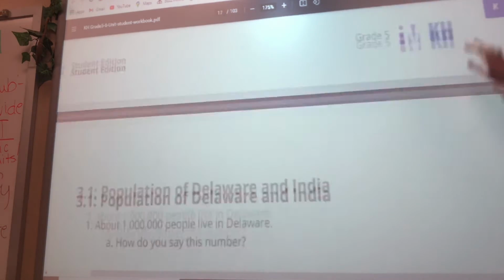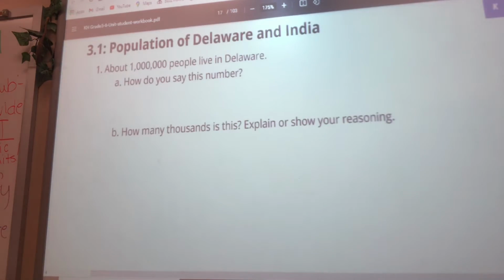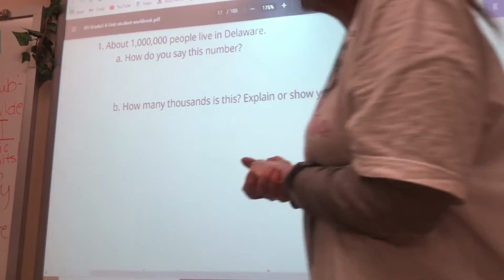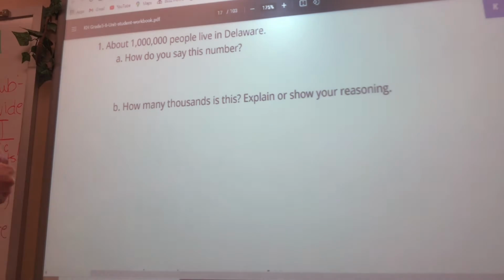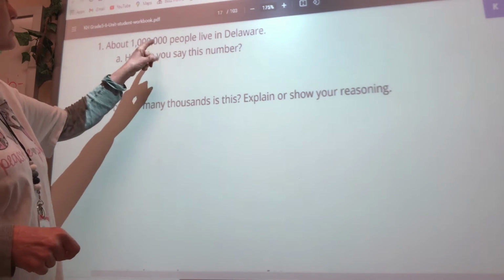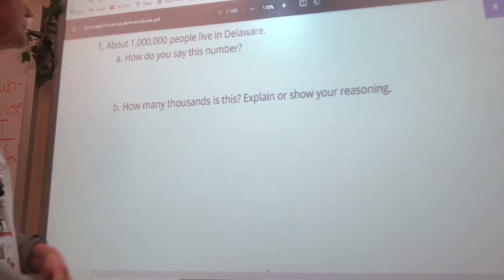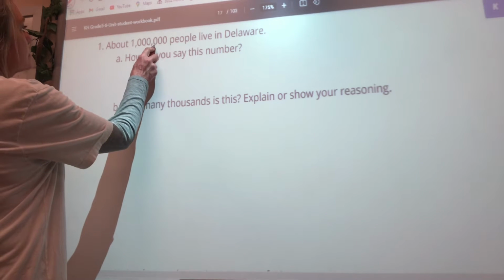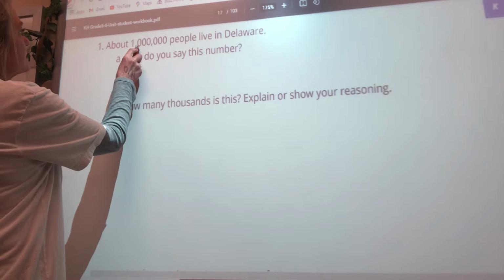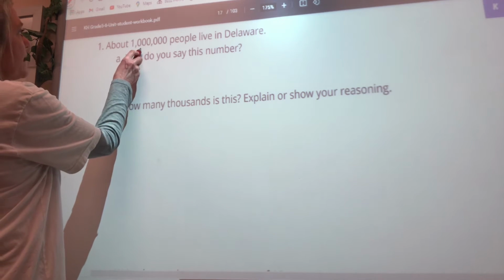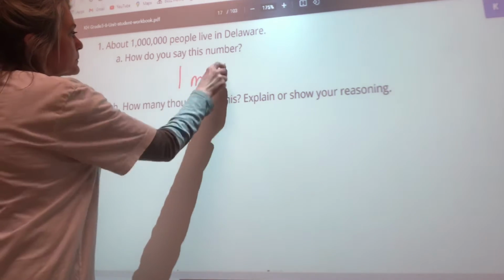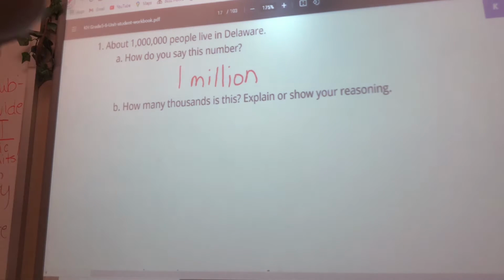Okay, so let's move on to page 155. Page 155, it says about 1 million people, well, I just told you the answer, about 1,000,000 people live in Delaware. And it says, how do you say this number? Well, we know that these are hundreds and these are thousands, and that would be 100,000. So if I go up to the next one, then that's going to be 1 million. Okay, so I would say that number is 1 million.